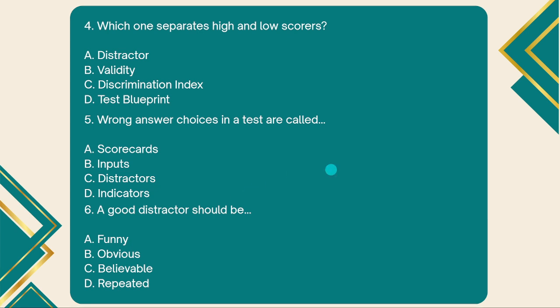Now let us check the correct answers. Number four, the correct answer is letter C, discrimination index. It measures how well the item separates the groups. Number five, the correct answer is letter C, the distractors. And for number six, the correct answer is letter C. It should look like a possible answer.